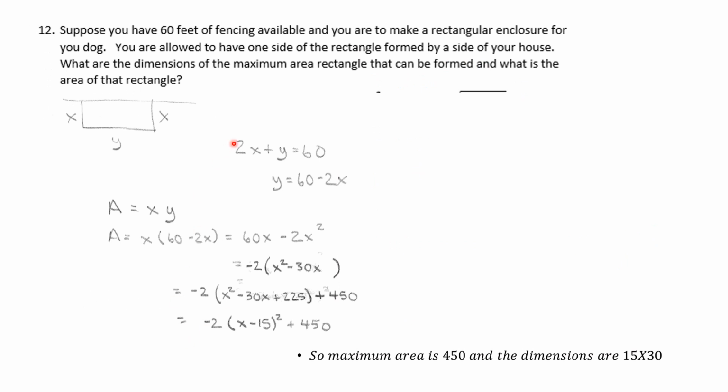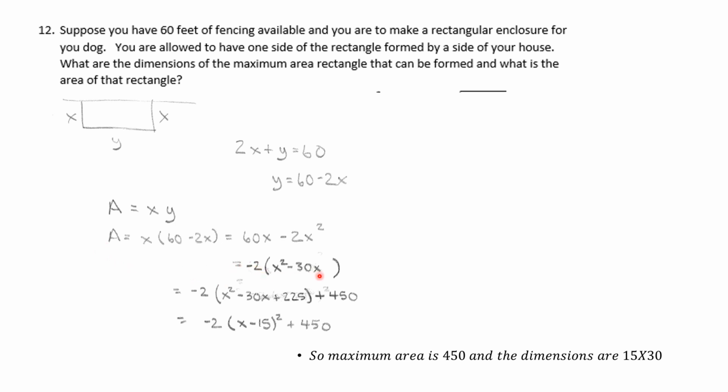Here's problem 12. You have 60 feet available and you're making a rectangular enclosure, but one side of the rectangle is formed by your house, so you don't need that. So we add up these lengths and we say 2x plus y is equal to 60. That means y is equal to 60 minus 2x. Now the area is going to be x times y, so we put what y is in terms of x and we multiply across and we get this. And so now the area is then this.